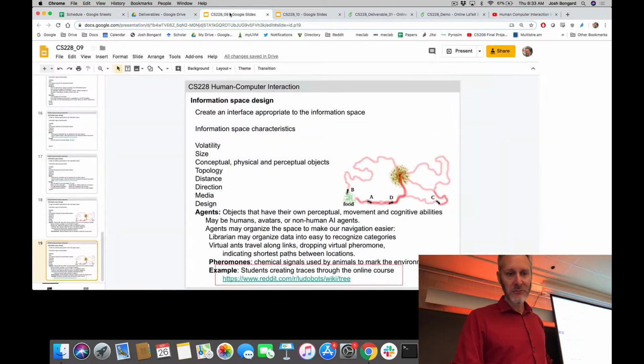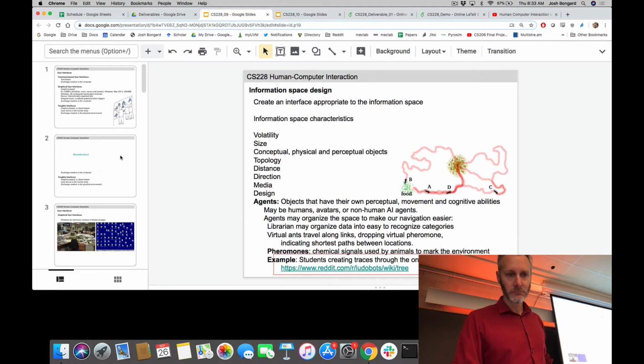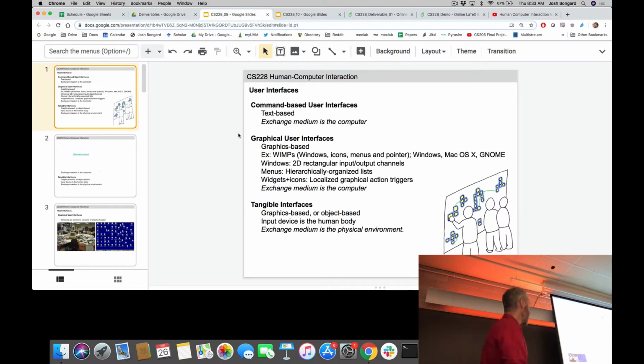Let's come back to informational spaces to begin with. Let's start with some of the most obvious ones. So usually a user interface is a window onto an information space. Some of the most obvious ones we're familiar with, in the early days of computers, we had text-based, command-based interfaces where the exchange medium was the computer itself. We had a keyboard or a mouse.